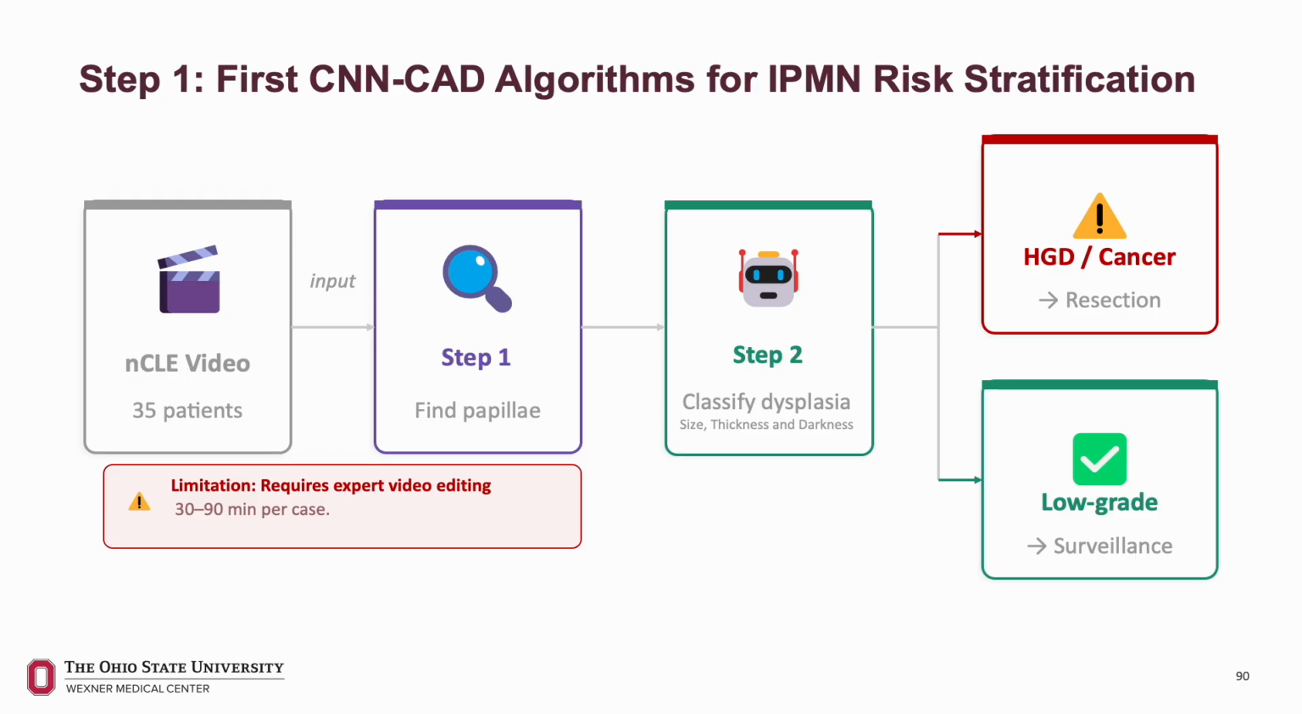This diagram represents the pipeline of our first algorithm. For step 1, we have human-edited NCD videos with high-yield segments to feed into the AI model for dysplasia prediction. But the limitation, as mentioned, these models require expert pre-edited videos for step 1 of the pipeline, and these can be cumbersome.